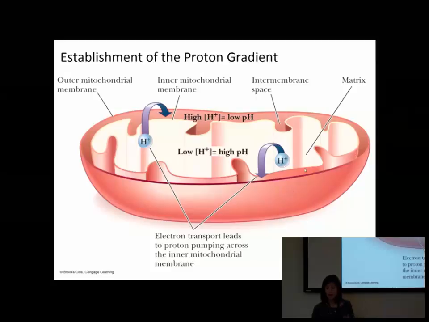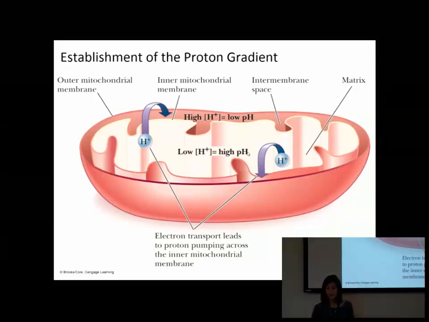What happens is the byproduct of those reactions pulls protons from the matrix and passes them into the inner membrane space. And we're going to see how that happens. We're going to take a look at each complex and see why it's pulling protons from the matrix into the inner membrane space.